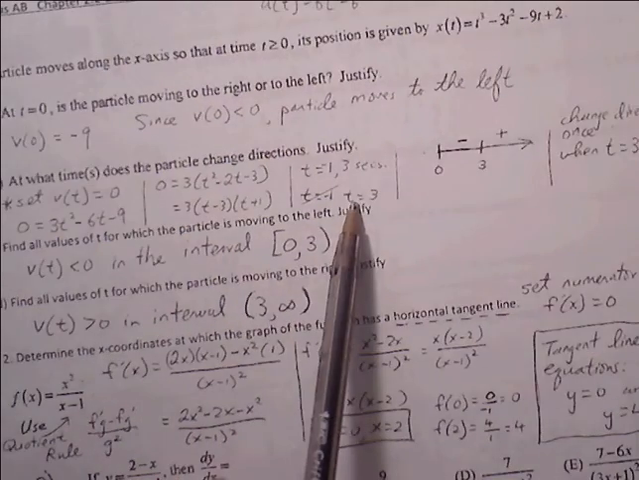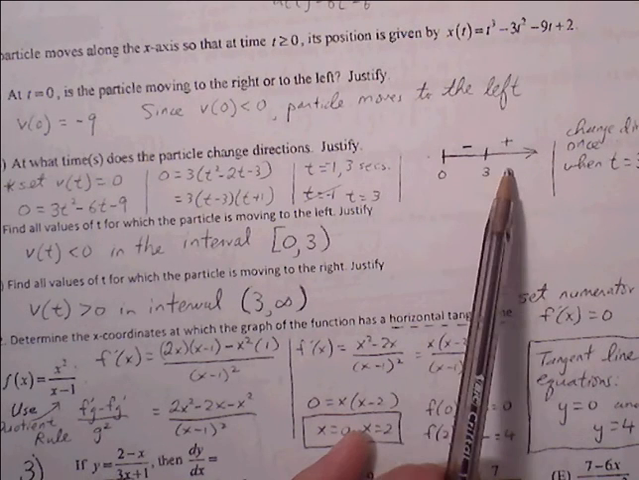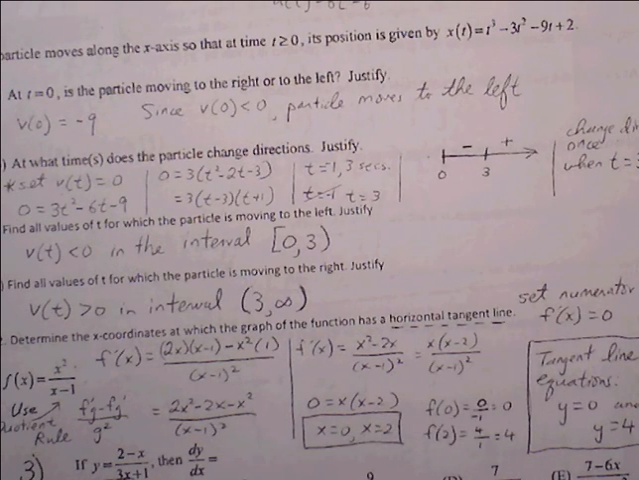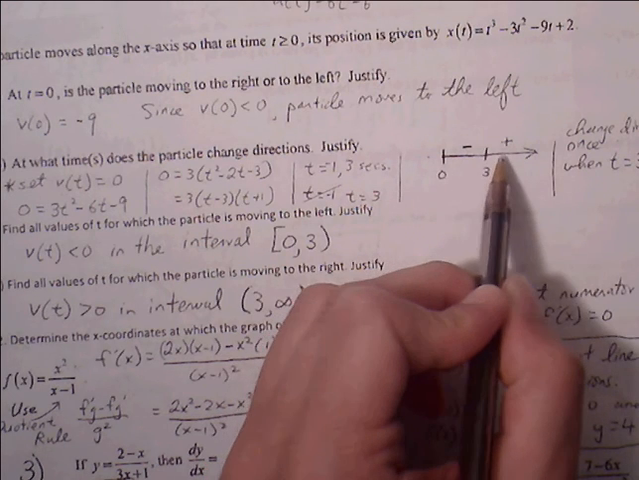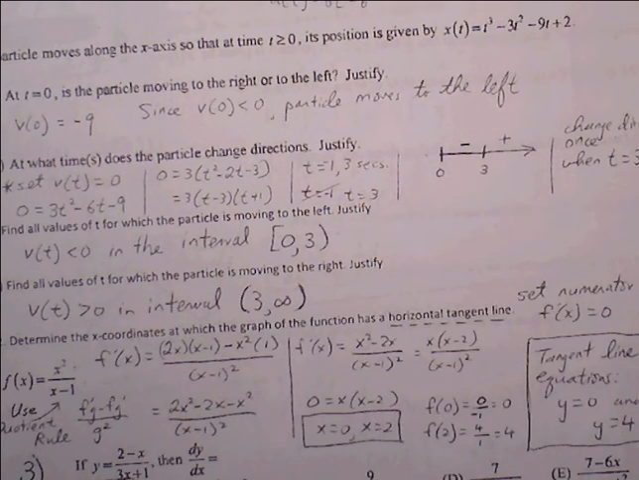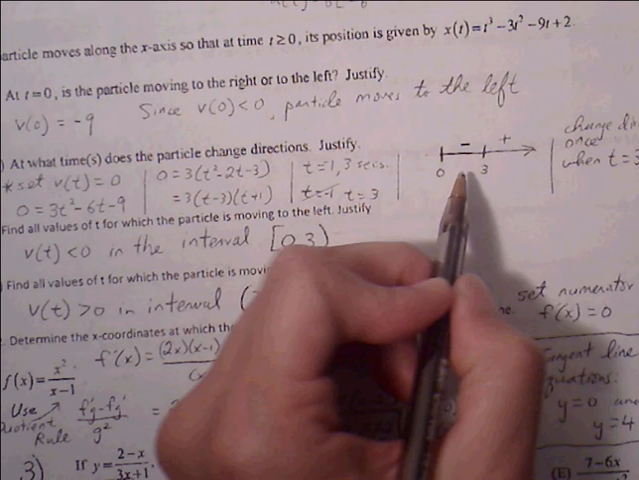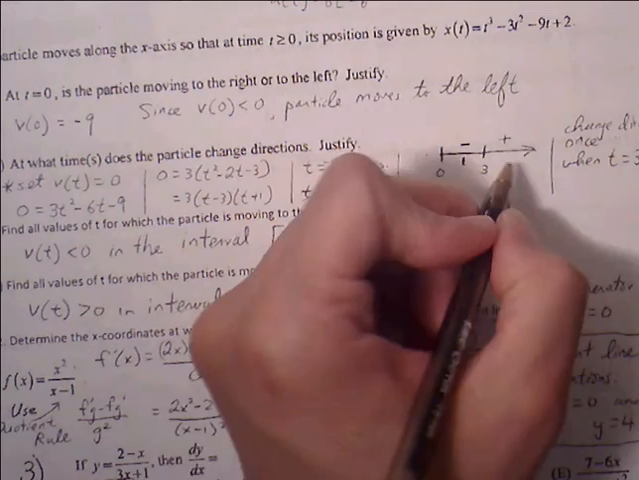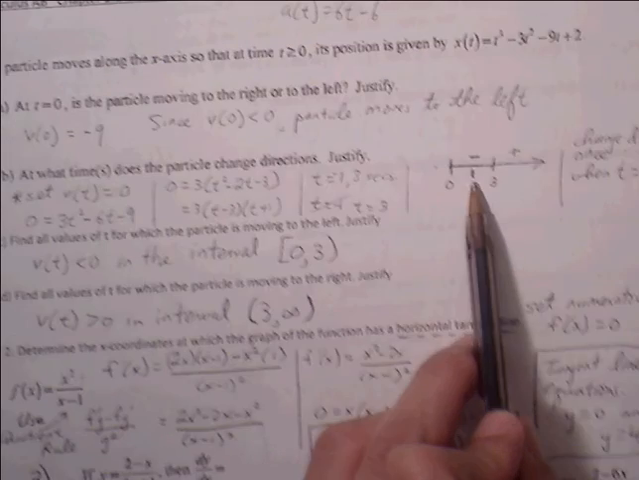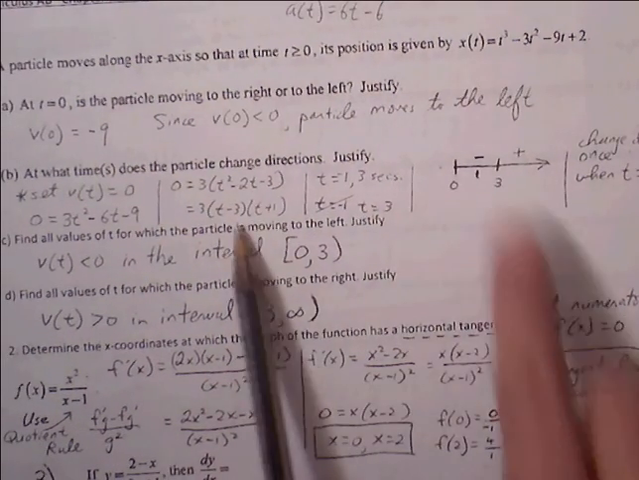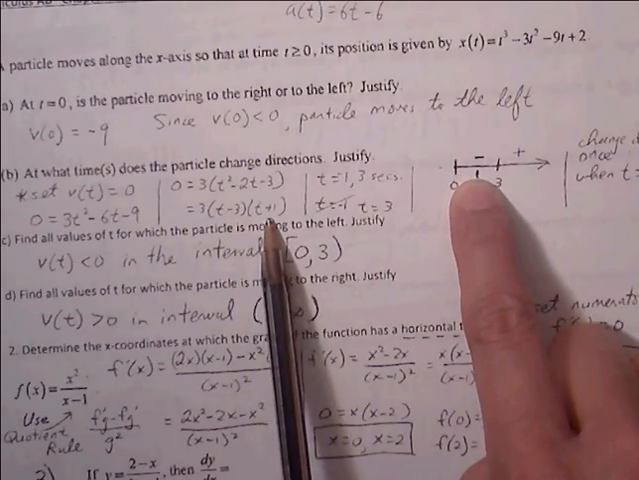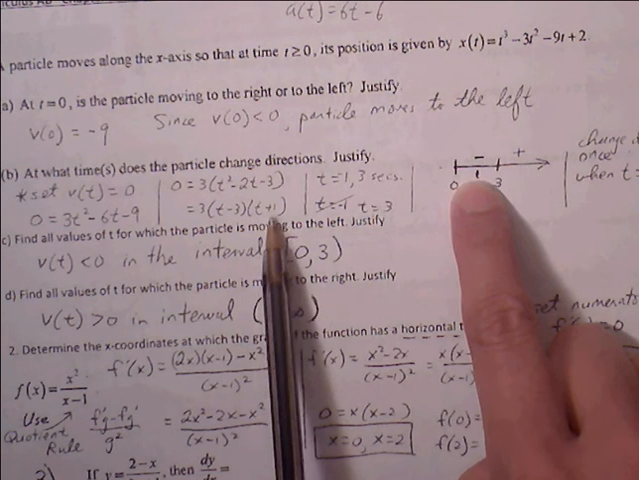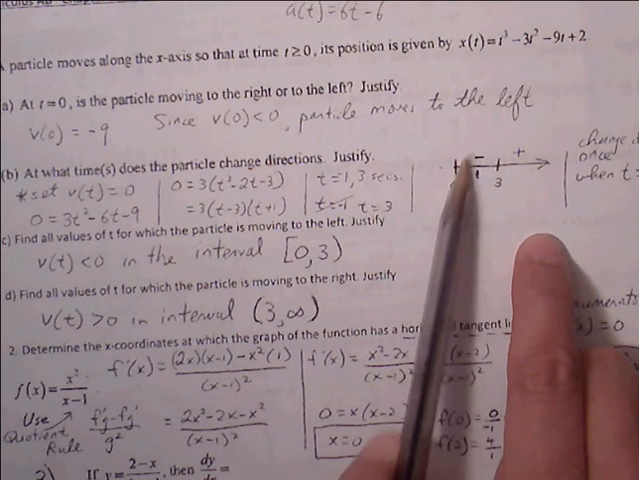So now we just have to test to the left and to the right of 3. We can create a velocity sign line, and then determine test values between 0 and 3, and then to the right of 3, to determine whether this particle is moving to the left or to the right. If I choose a value between 0 and 3, let's say I choose 1, then I plug 1 into the velocity function in its factored form. So 1 minus 3 is negative. 1 plus 1 is 2, which is positive. Negative times positive is negative. So we know that between 0 and 3, the particle is moving to the left.